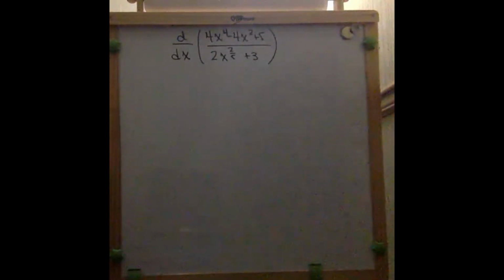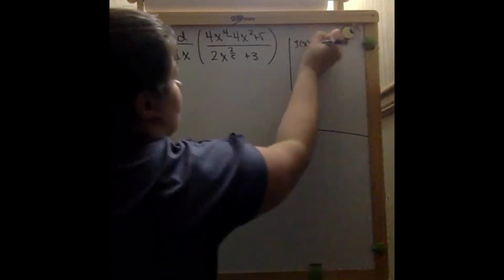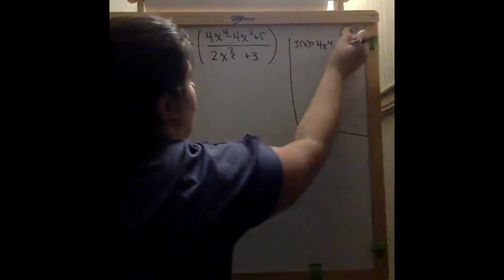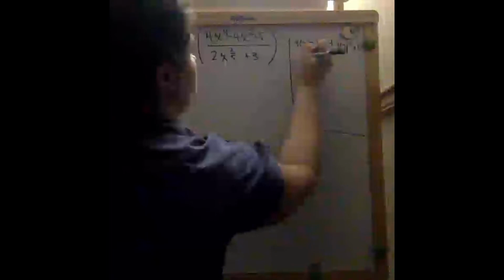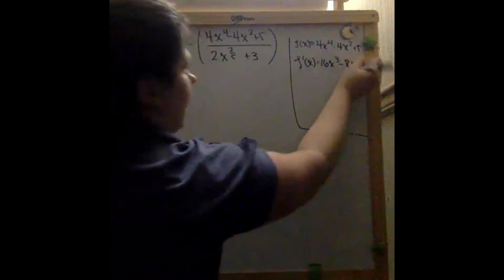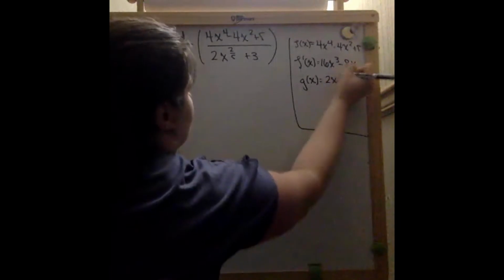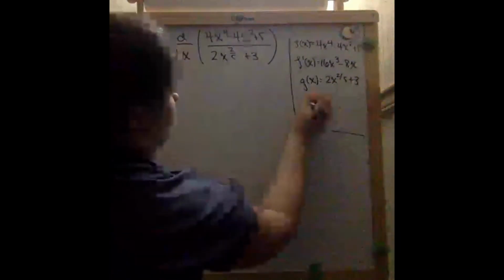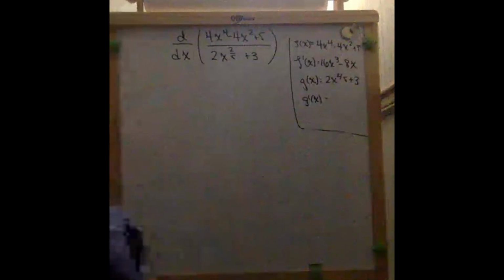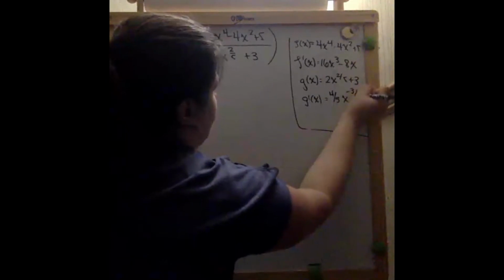Quotient rule, we have 4x to the 4th minus 4x squared plus 5 over 2x to the 2/5 plus 3. So f of x is 4x to the 4th minus 4x squared plus 5. So f prime of x is 16x cubed minus 8x. G of x is 2x to the 2/5 plus 3. G prime of x is equal to 4/5 x to the negative 3/5.